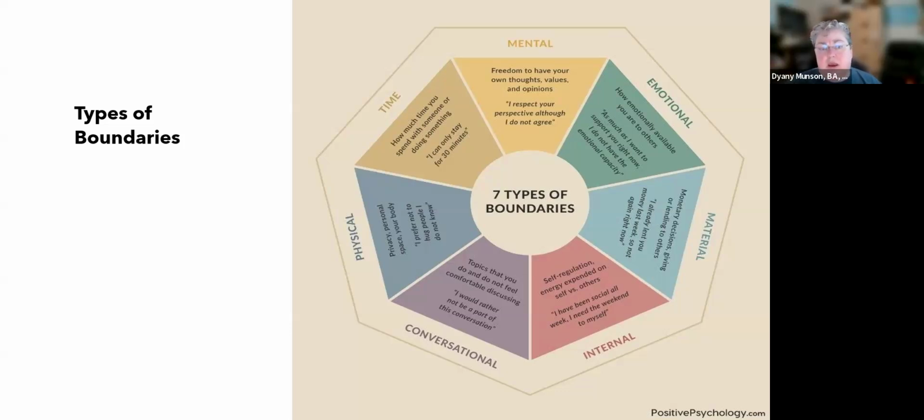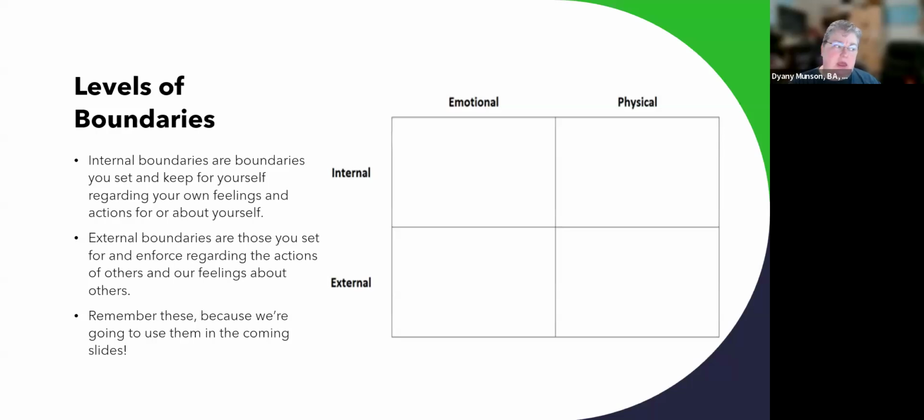Then we get into something that I developed that we call levels of boundaries. And I put it in a grid like this because I find that to be really helpful. Internal boundaries are boundaries you set and keep for yourself regarding your own feelings and actions for or about yourself. External boundaries are those you set for and enforce regarding the actions of others and our feelings about others. They're about other people. And we want to remember these because we're going to use them in the coming slides. But I'll give you a couple of examples here.